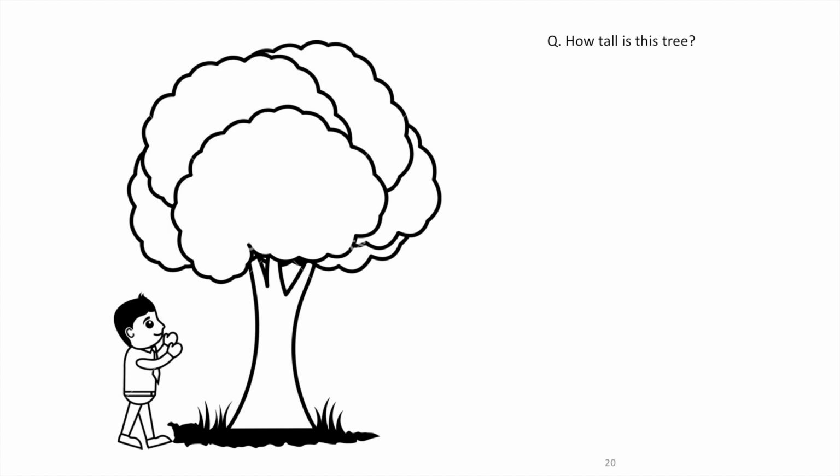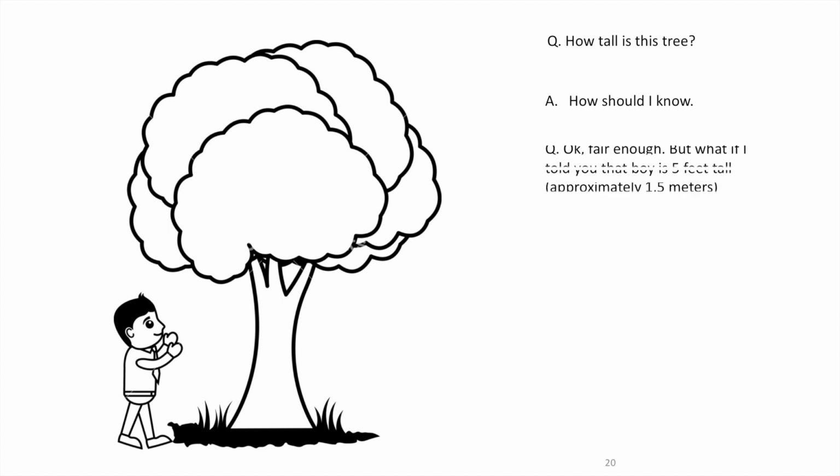So if I ask you the question, how tall is this tree? Well, your answer should be something like, how should I know? And it's a valid answer to have. I mean, we have absolutely no idea how tall this tree is. We don't know what type of tree it is. We have no information whatsoever on how tall this tree is. I'll say, okay, fair enough.